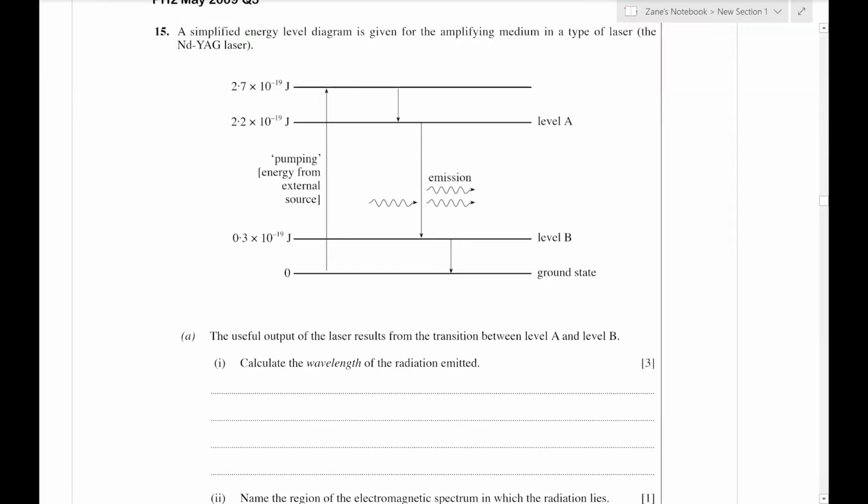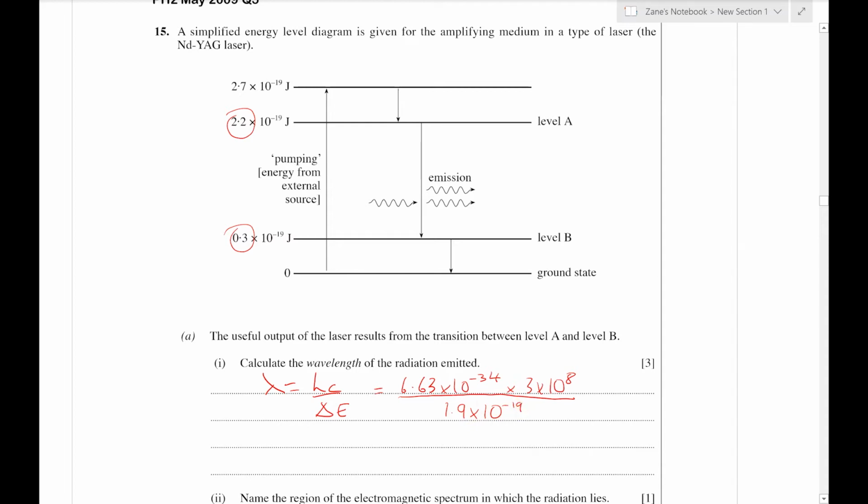Let me just turn pen mode on. So it's a standard 4-level laser system, and for part A of the question we've got the very easy 3 marks of calculating the wavelength of the radiation emitted. So what we're going to use here is basically that lambda is hc over delta E. Remember that that's not given in the data book, so you will need to know it. So h is 6.63 times 10 to the minus 34, c is 3 times 10 to the 8. And the delta E is the difference between the two energy levels that we're looking at, which is levels A and B. And if we just look at the digits there, it's fairly clear that that difference is 1.9 times 10 to the minus 19 joules.